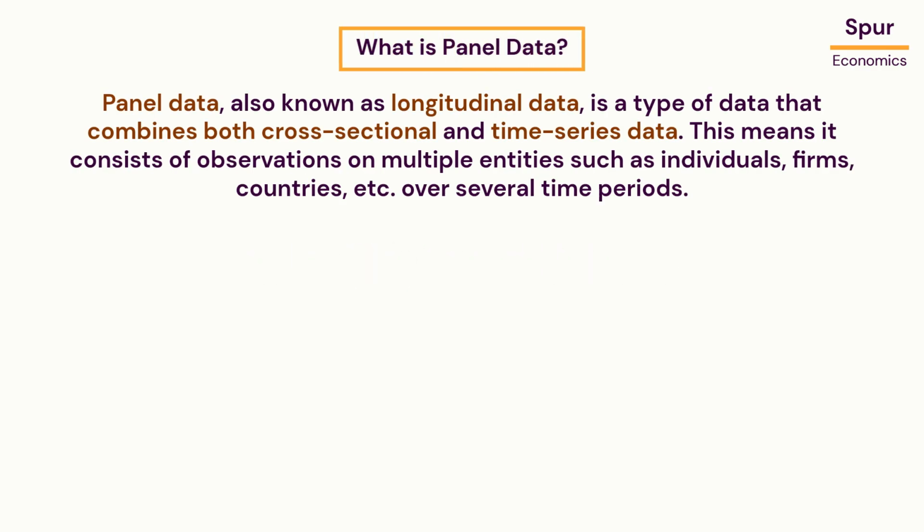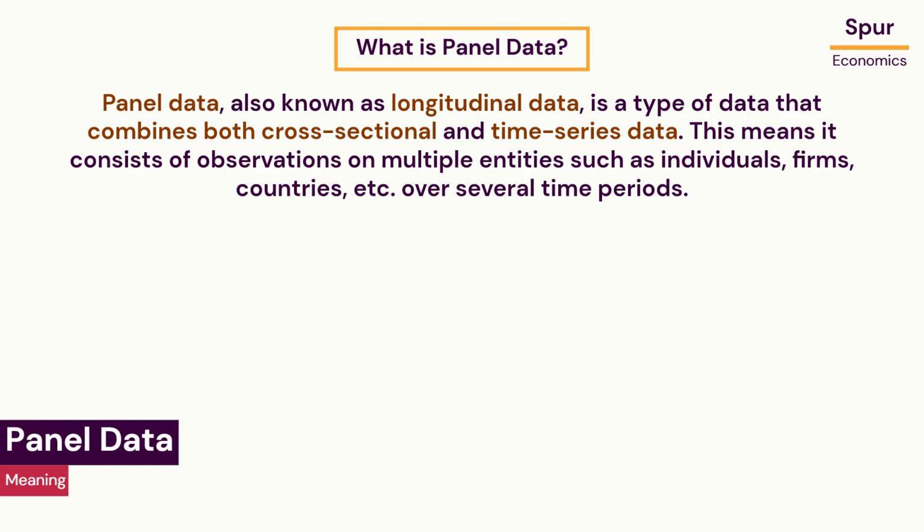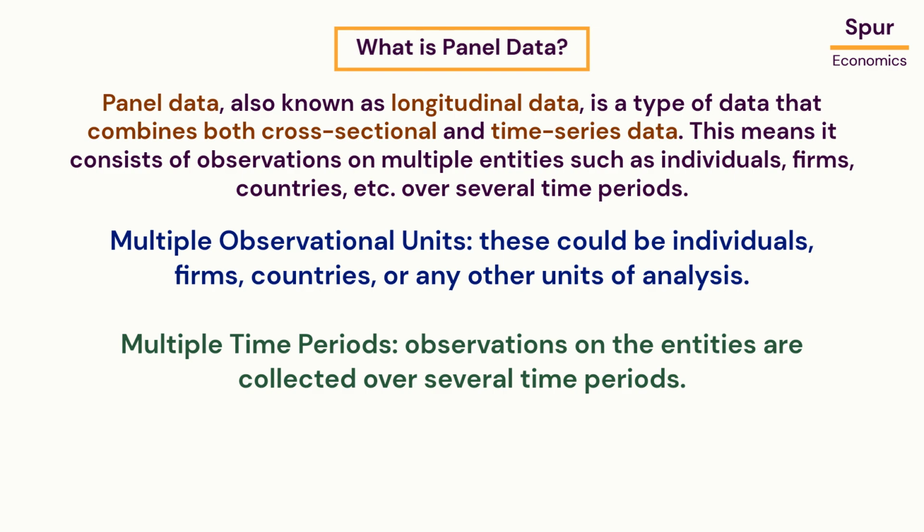Panel data, also known as longitudinal data, is a type of data that combines both cross-sectional and time series data. This means it consists of observations on multiple entities such as individuals, firms, countries, etc. over several time periods. Panel data includes multiple observational units. These could be individuals, firms, countries, or any other units of analysis. Moreover, observations on the entities are collected over several time periods.